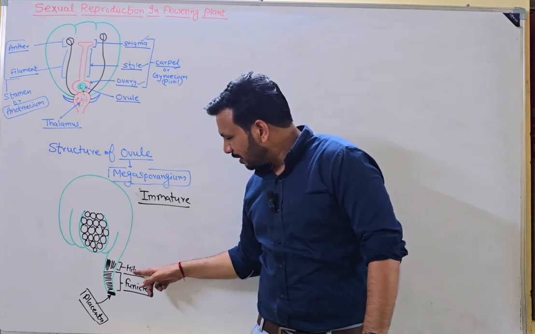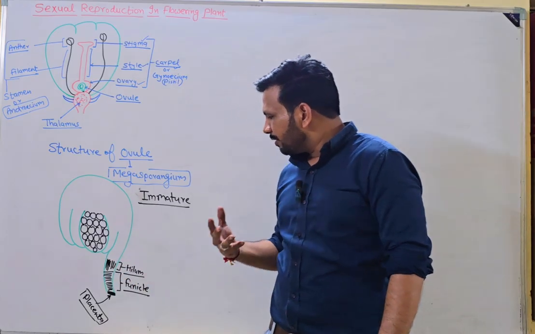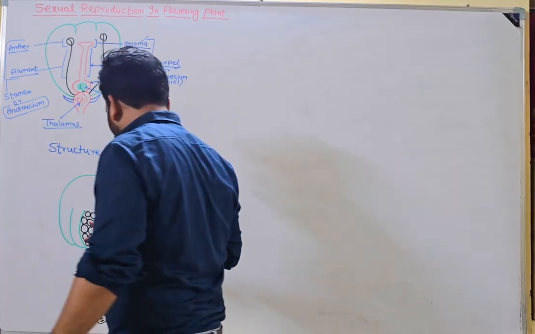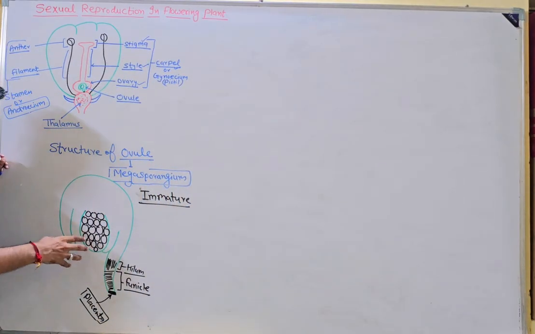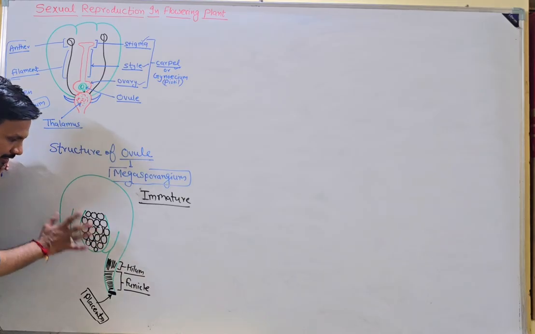And what is hilum? Hilum is a structure of the ovule which is found next to the funicle. Okay, and this is how you need to write. Or also you can write that it connects the whole ovule with the funicle. You can write in hilum also.